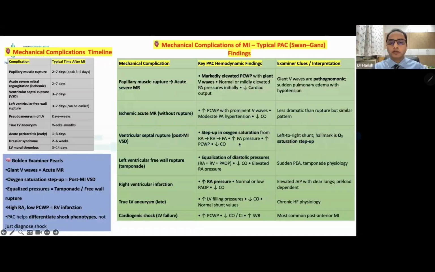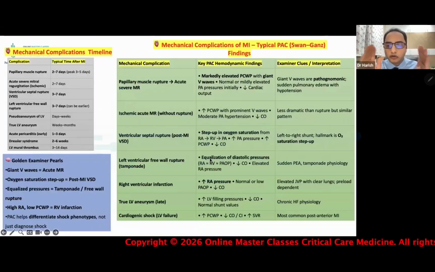Okay, so there is an increase in pulmonary artery pressure, increase in capillary wedge pressure with a decrease in cardiac output. So left ventricular free wall rupture with a tamponade: there is a rise and equalization of the diastolic pressures.